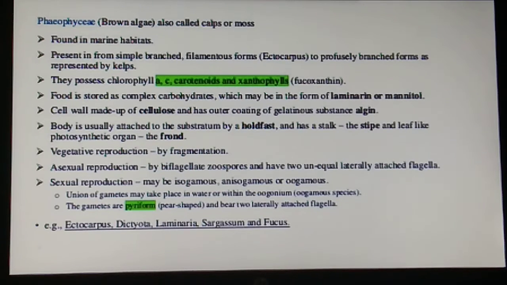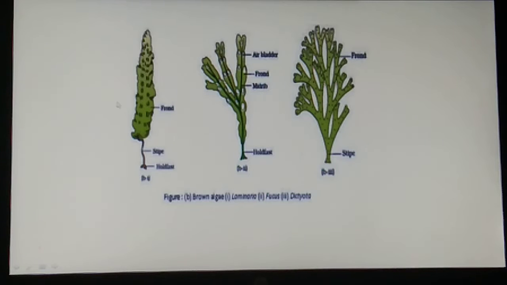Now talking about their sexual reproduction, it may be isogamous, anisogamous or oogamous. Now students, here union of gametes may take place in water or within the oogonium. And the gametes are pear-shaped and they bear two laterally attached flagella. Examples are Ectocarpus, Dictyota, Laminaria, Sargassum and Fucus. These are the common brown algae. I've already shown you the picture of all these algae. Now you can see here, this one is the Fucus, this one is the Dictyota and the first one is Laminaria.